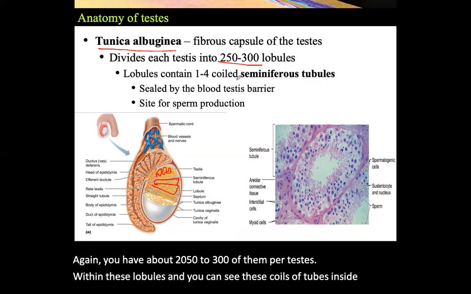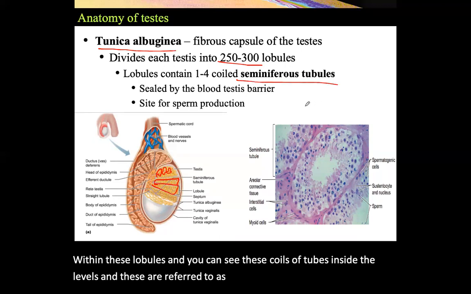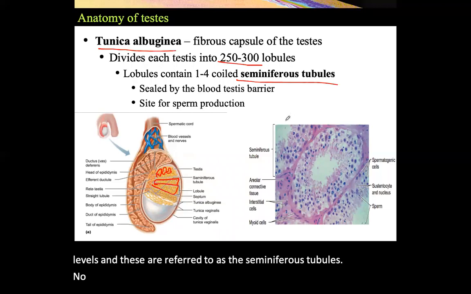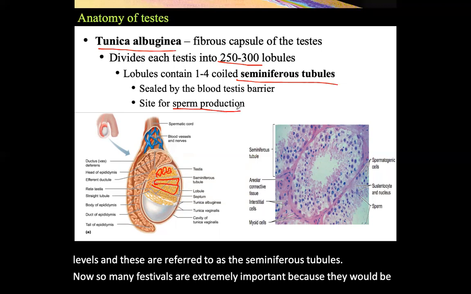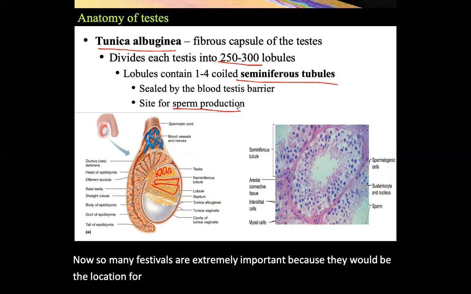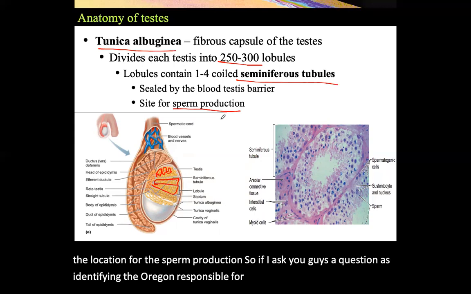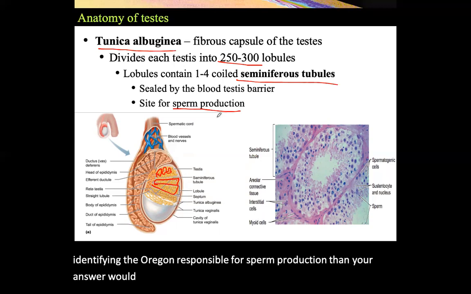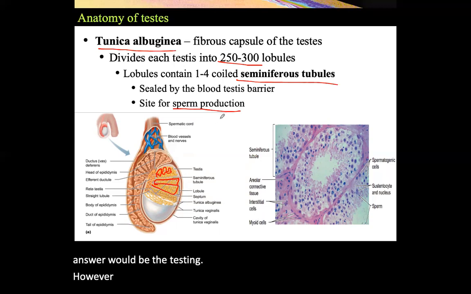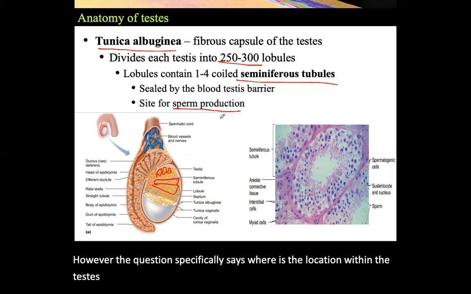Now, within these lobules, you can see these coils of tubes, and these are referred to as the seminiferous tubules. Seminiferous tubules are extremely important because they are the location for sperm production. So if I ask you to identify the organ responsible for sperm production, your answer would be the testes. However, if the question specifically asks where within the testes sperm production takes place, your answer should be seminiferous tubules.